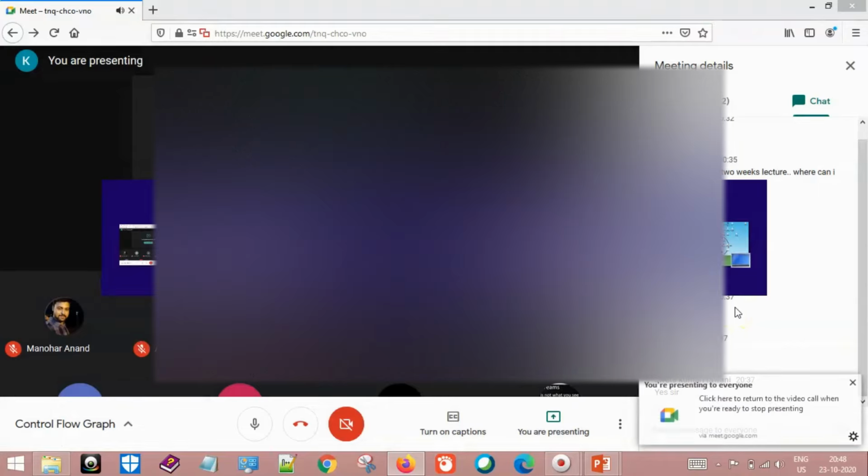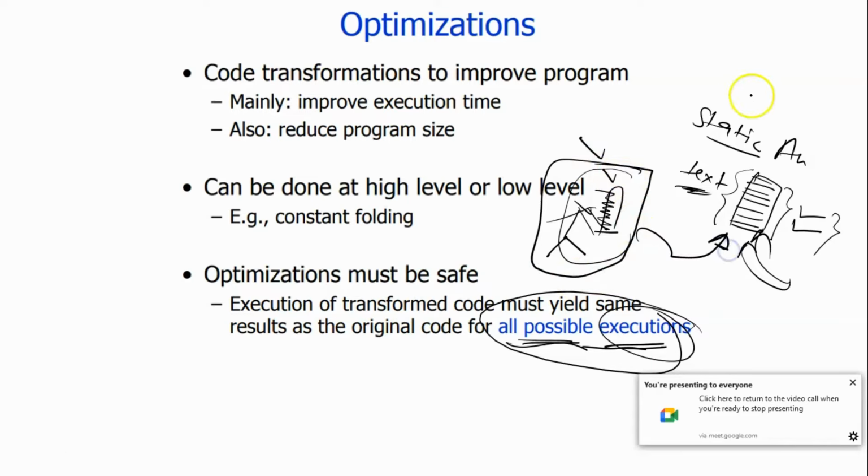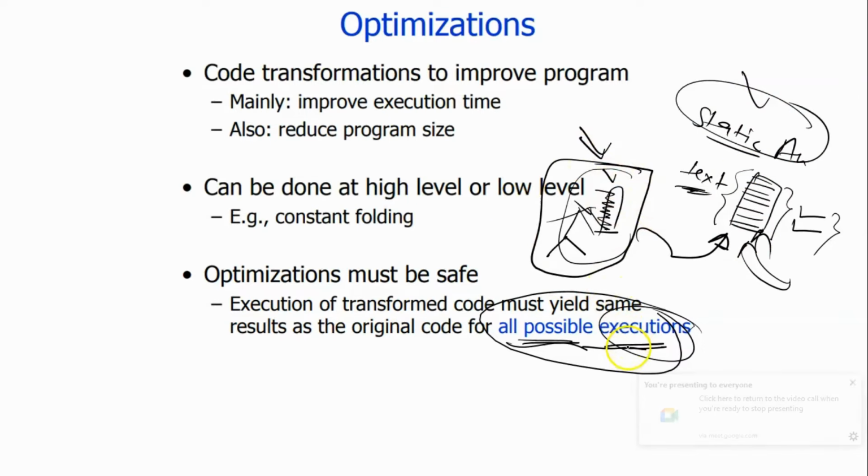So when you run the program, many executions are possible. Every possible execution, you should take care of while you are doing this static analysis. So while you are doing static analysis, automatically without running the program, you should take care of all the executions possible. So we will see this thing. But this is the important point.